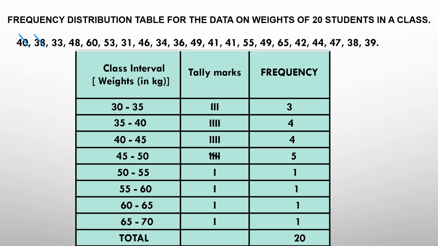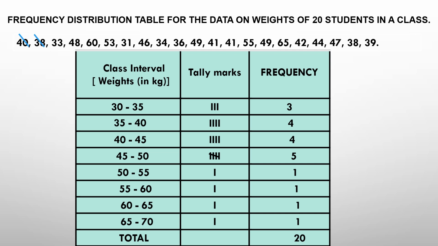Here also we will make the frequency distribution table, but we will take class intervals as 30 to 35, 35 to 40, 40 to 45 and so on. Now dear students, you can see that 35 is repeated twice, 40 is repeated twice and so on. So where will 35 lie?